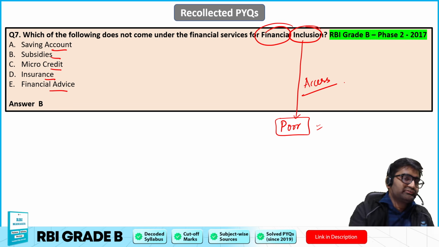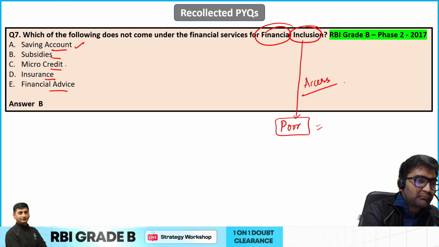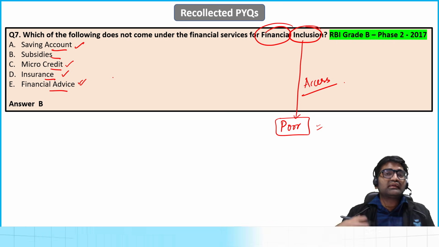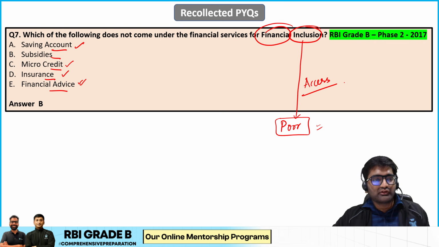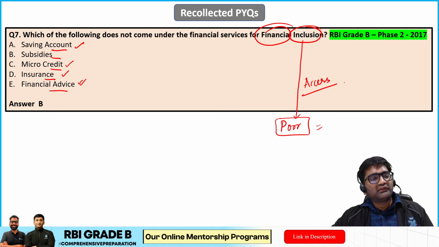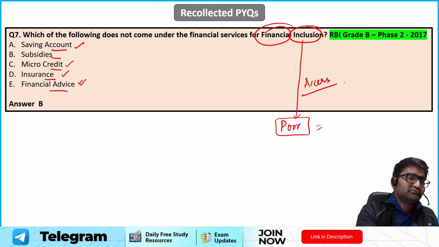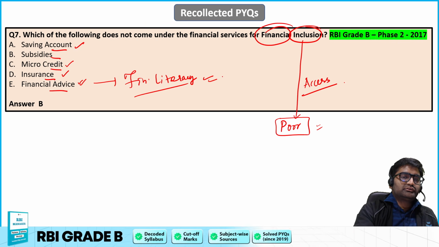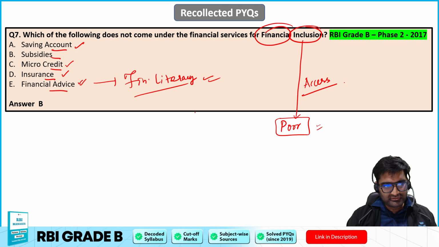But opening a savings account, providing small amounts of loans, that is microcredit, providing insurance, and providing financial advice so that you will be eligible for the scheme, that is part of financial inclusion. Financial advice brings financial literacy, isn't it? So these are part of financial inclusion for sure, but not subsidies as such. So B is absolutely the right answer here.